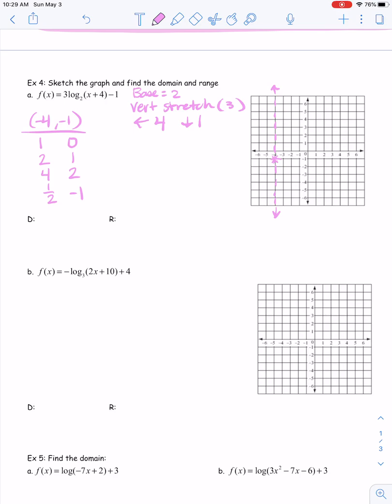So I need to multiply my y values by 3. Well, 0 times 3 is still 0. 1 times 3 is 3. 2 times 3 is 6. -1 times 3 is -3. So now I'm plotting those points.